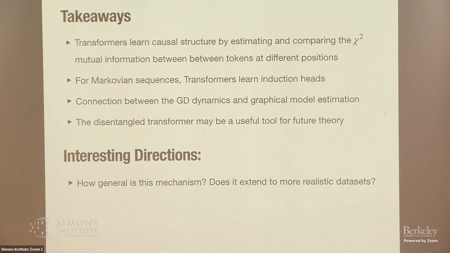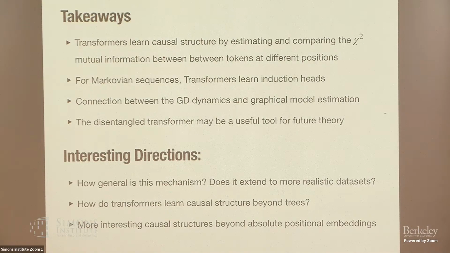This is still not quite realistic. It's only looking at positional dependencies. You can imagine there's no context being taken into account here. And also, like I said, what we have now only works for the single parent case. I think it should be true for general DAGs, but we don't have a proof of it. And also, going beyond just absolute positional embeddings.